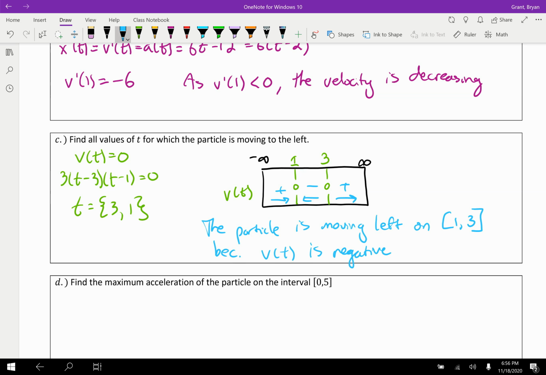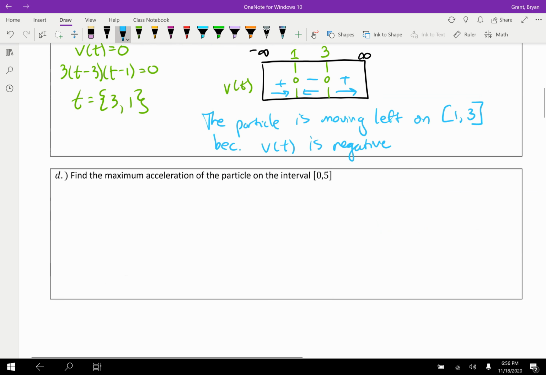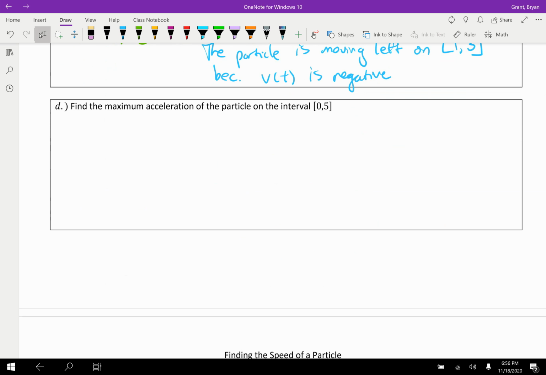And we're set. Last one. Find the maximum acceleration of the particle on the interval 0 to 5. Ooh, this is optimization.